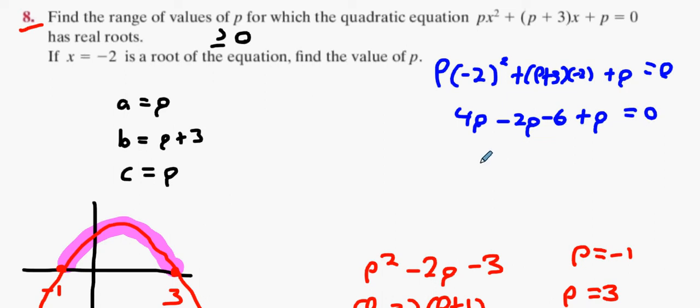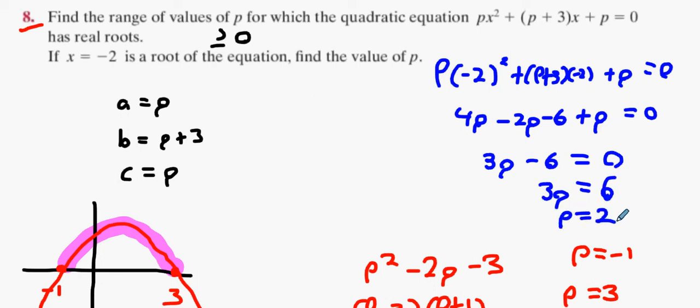Then you get 3p minus 6 equals 0, 3p equals 6, p equals 2. There's your answer. We knew that p had to be in between -1 and 3. And when x equals -2 is a root, it means the p-value has to be 2. Alright, well worth doing that question.